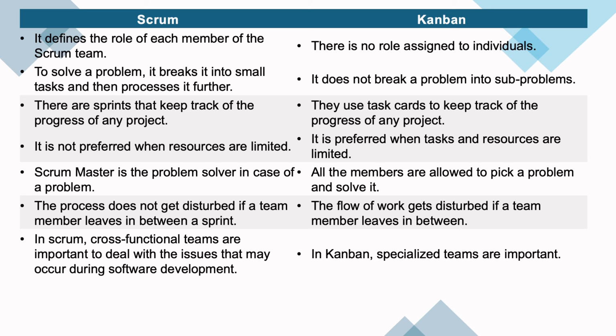So in Scrum, the cross-functional teams are important to deal with the issues. So what is cross-functional? Cross-functional teams are those where people from different functional areas of a company come together, like marketing, product, sales, customer handling, etc. All these people come together and work on a project. Cross-functional teams are important to deal with the issues, because you have to deal with sales, and with the management also. So in Scrum, all these cross-functional teams work together.